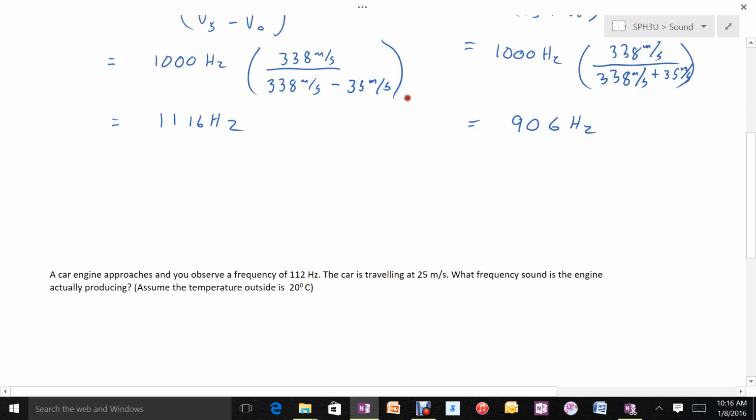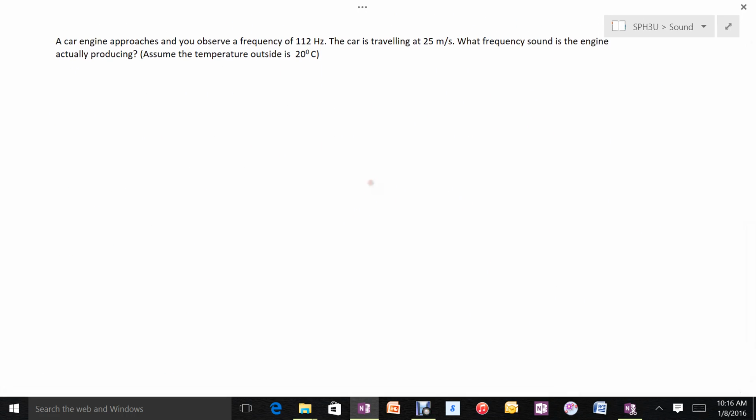Okay, one more quick one. Car engine approaches you and you observe the frequency of 112 hertz. The car is traveling at 25 meters per second. What frequency sound is the engine actually producing? Now we're going to assume it's 20 degrees out.